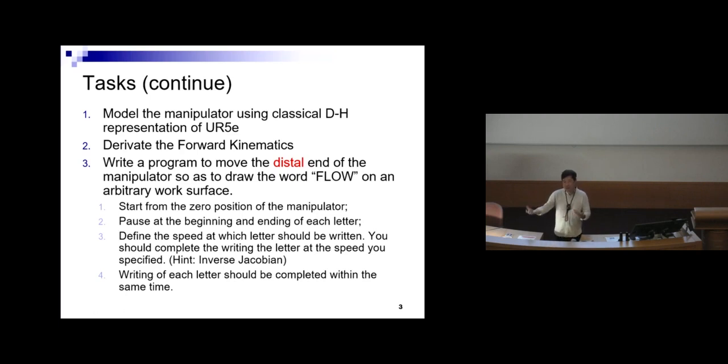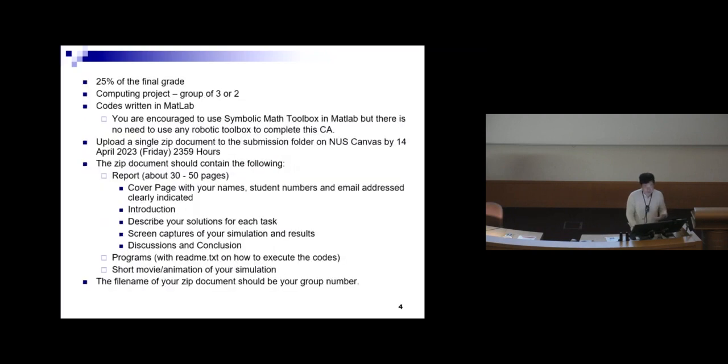Or the other way, you can try to do an inverse kinematics, and then determine how you actually write the F. To do the inverse, to control the speed, you probably need something called the inverse Jacobian. This is something that we're going to talk about. It's essentially a differential relationship. So this is the task, which is not difficult.